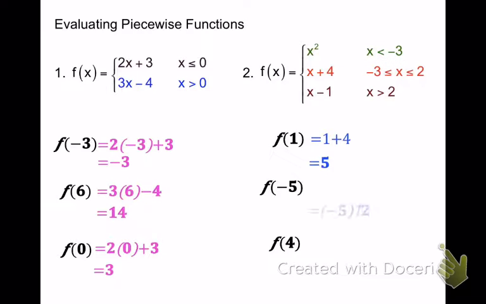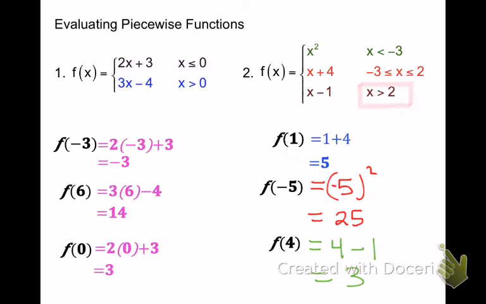So we're going to just square it. This is going to be equal to negative 5, and we're going to square it because we're using the first function. What's negative 5 times negative 5? It's positive 25. Now for the last one, 4. Is 4 less than negative 3? Nope. Is 4 between negative 3 and positive 2? It is not. And is 4 greater than 2? The answer is yes. We're going to plug it into the very last equation. So we're going to get 4 minus 1, which gives me 3.